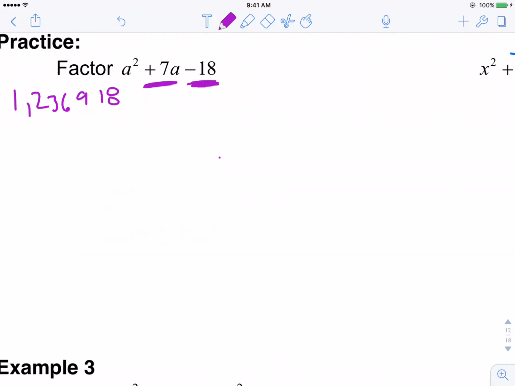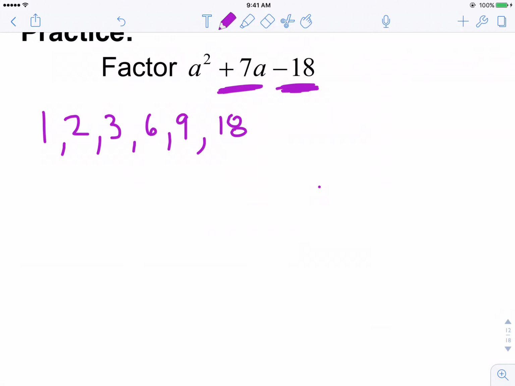Now, let me write this list out a little bit neater: 1, 2, 3, 6, 9, 18. Those are my factors of 18. They need to multiply together to give negative 18 and add together to give 7. We know right away it can't be 1 and 18, because there's no way I can add or subtract 1 and 18 to get to 7.